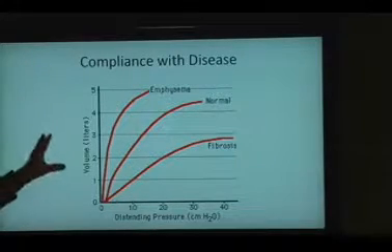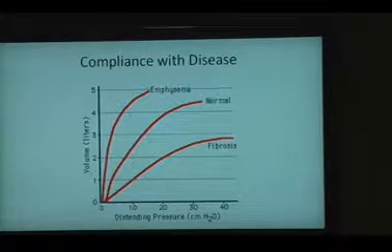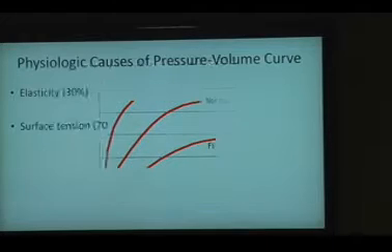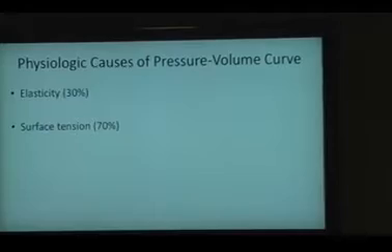So the compliance shifts with disease, and it shifts with ARDS, and we'll hold that discussion for the next time. So then, what are the physiologic causes of the pressure-volume curve? Or put another way, what are the contributors to the elasticity of the lungs? That is a little bit due to the elastic tissue, which is in the interstitium of the lungs, but it is mostly due to surface tension.